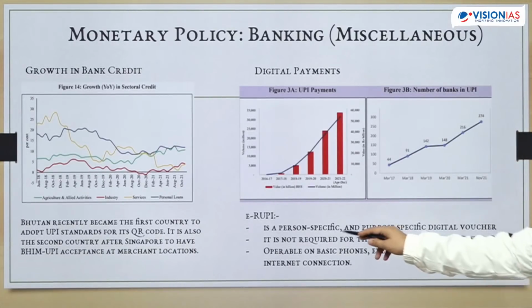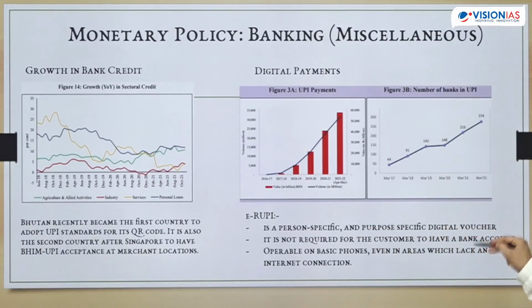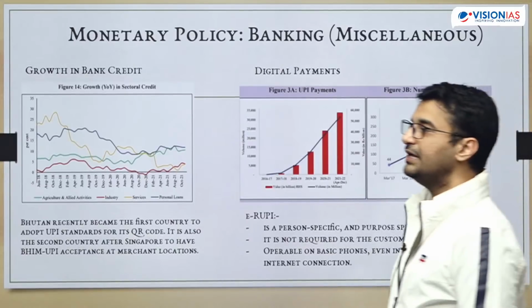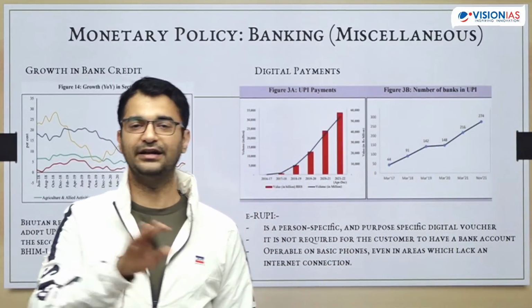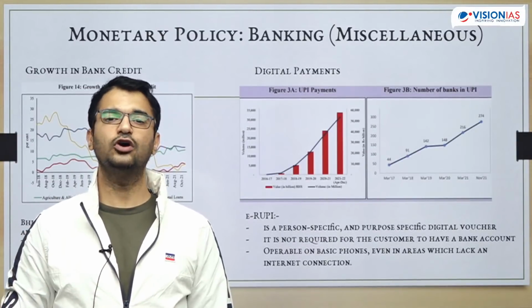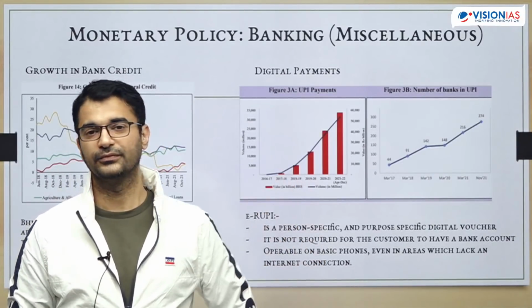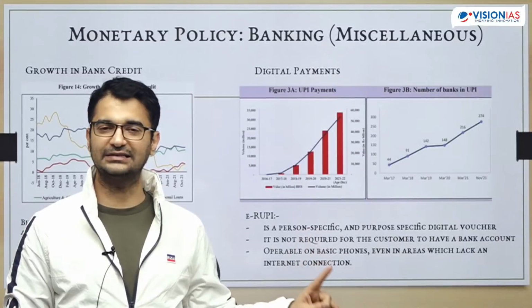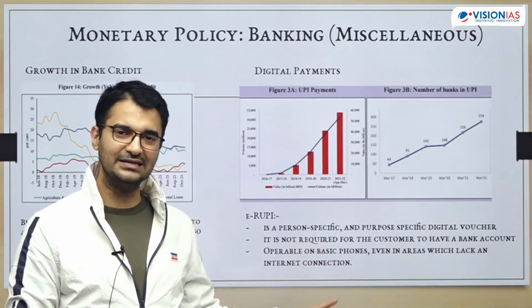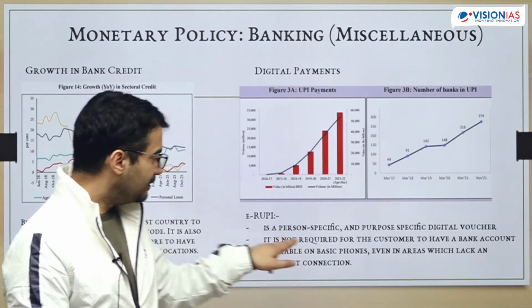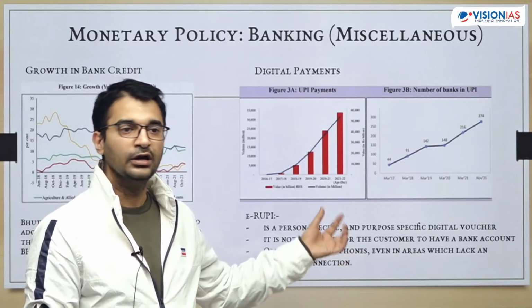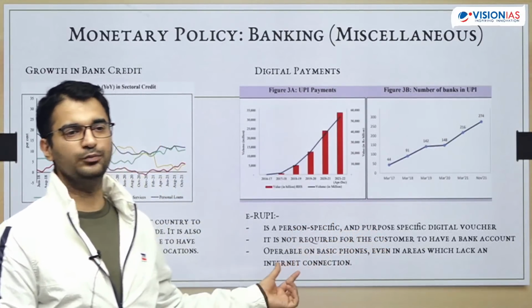E-rupee is a person-specific and purpose-specific digital voucher. Very important from the prelims point of view: person-specific, purpose-specific digital voucher. You give a voucher to somebody, so e-rupee is that digital voucher. More importantly, it is not required for you to even have an internet connection. It is not required for you to have a bank account. It is not required for you to have a smartphone to access this e-rupee. You can access this digital voucher without a smartphone, that is, on your old phone. You can access this without internet, that is, using SMS only. You can access this without even having a bank account. Why? Because it is a person-specific and purpose-specific digital voucher. Only the person for whom it is meant can encash it or use it, and it can be used only for a specific purpose. This is what e-rupee is, an important thing from the prelims point of view.